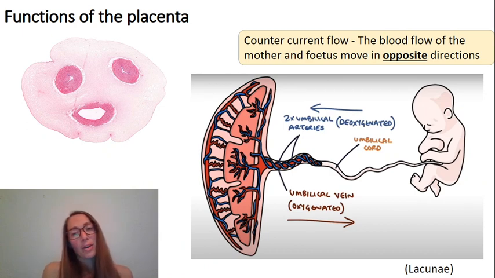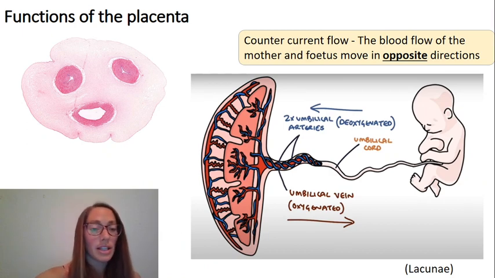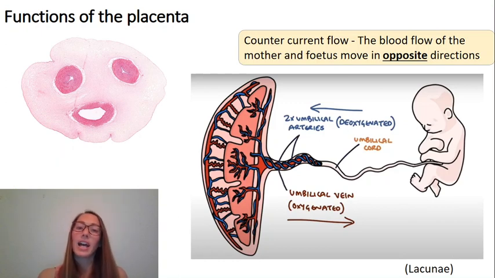Okay, and so a few things to talk about with regards to the placenta. So the first thing we want to mention here is that the placenta is an organ, it's a very interesting organ because it's made up of fetal and also maternal cells and blood. And so it's a way of allowing waste products from the fetus to be moved into the maternal blood and then removed from the mother's body. And then it's also a way to get nutrients and oxygen into the fetus.